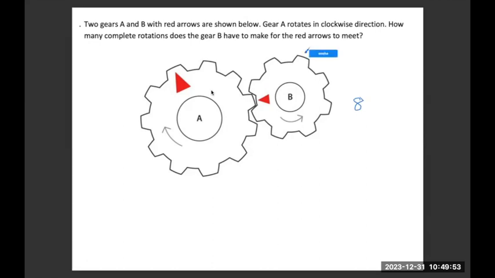These are spokes I'm saying. And gear A has 11 spokes.